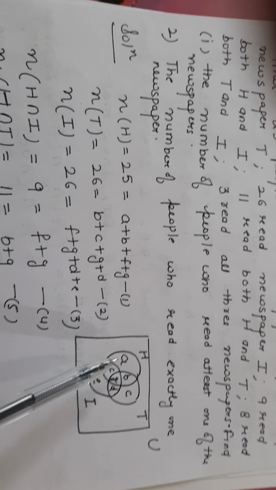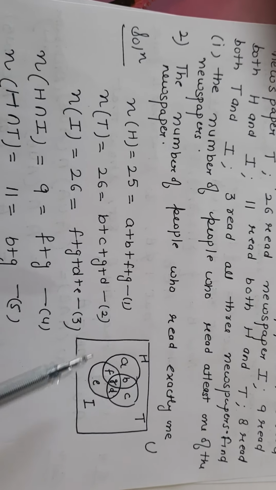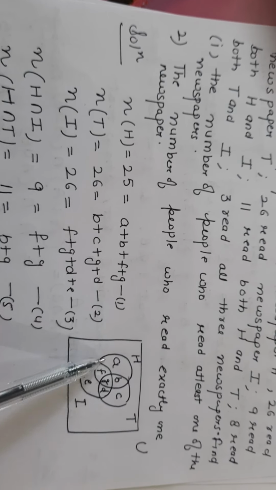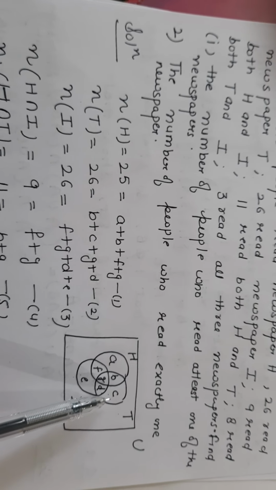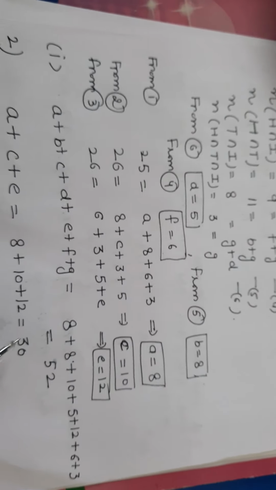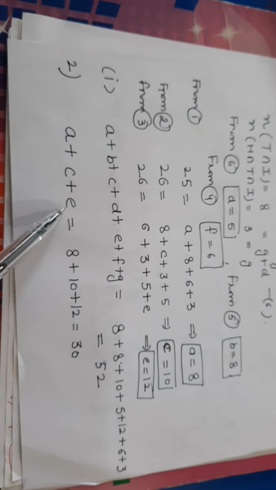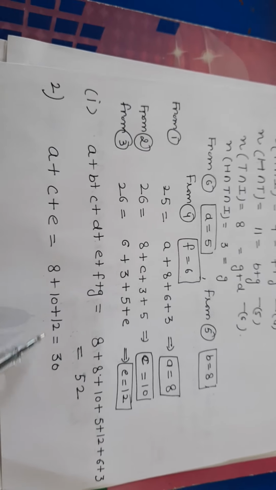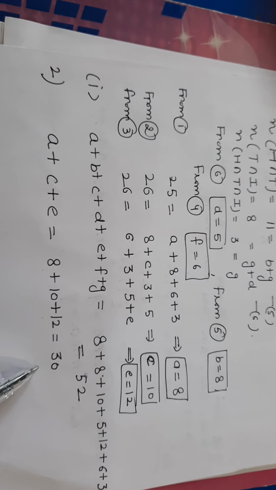The second part, who read exactly one newspaper. Just look here. This A is reading only one newspaper, that is H. This C is reading only one newspaper, that is T. In the same way this E. So your answer will be A plus C plus E. Put the values. On putting value, your answer will be 30.